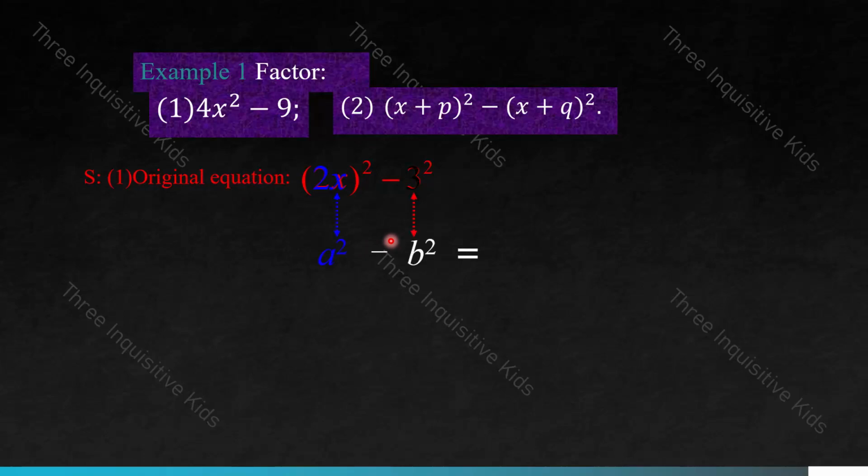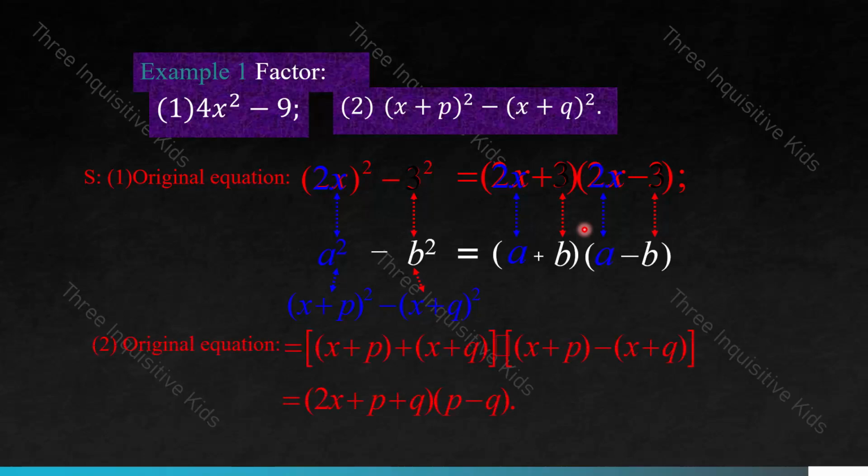A squared minus b squared. So here, 2x is the same thing as a, and 3 is the same thing as b. Now turning into the form of (a plus b) times (a minus b), we have (2x plus 3) times (2x minus 3). Now for the second question.